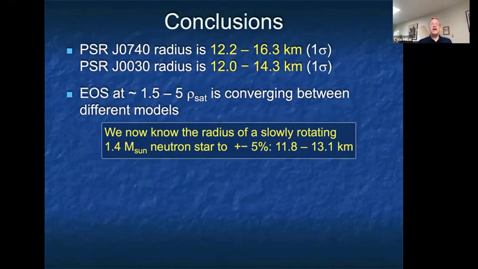So in conclusion, for the 2 published pulsars, the heavy one, 12 to 16 kilometers, the lighter one or ordinary one, 12 to 14. And something that is very exciting to me is that we are now data dominated between about 1.5 and 5 times nuclear saturation density. And we know the radius of a canonical pulsar to about 5%. Stay tuned. The best is yet to come.